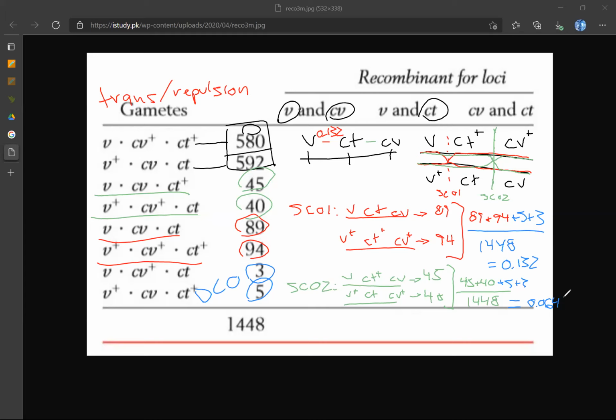So we have this distance, the recombination frequency between the CT and CV gene, 0.064. And we have just completed another 3-point cross. This is our overall answer. And that was easy, claps. It was also in trans.